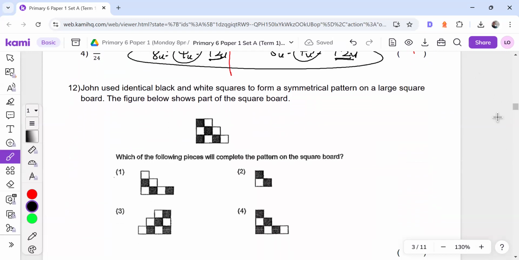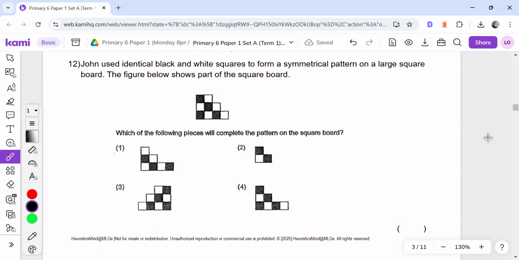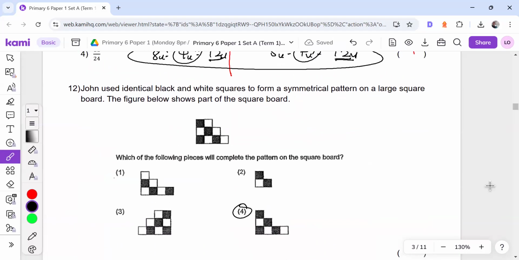Question 12. Let's see who got this PSLE question correct. Number 4. So why number 4? Now again, you got to read the question. The question is not hard. It's actually not hard. It's because you never read carefully or you don't understand the question.